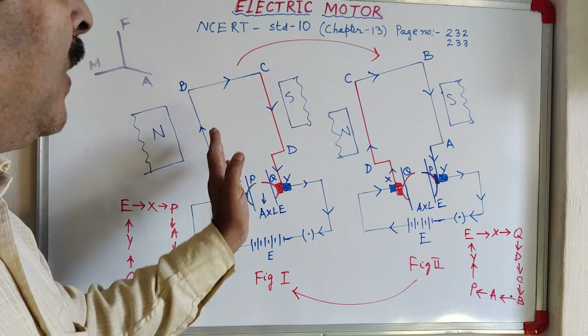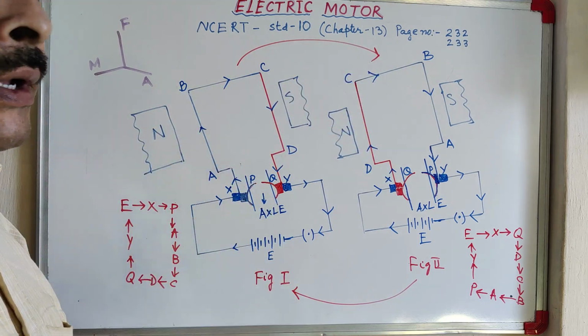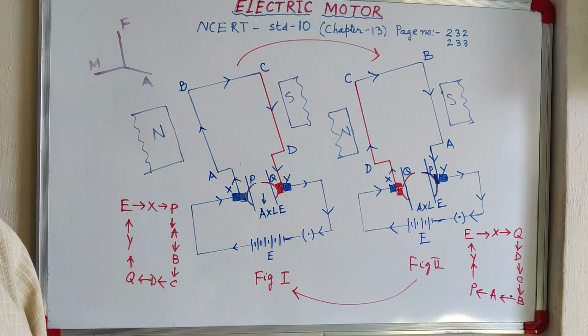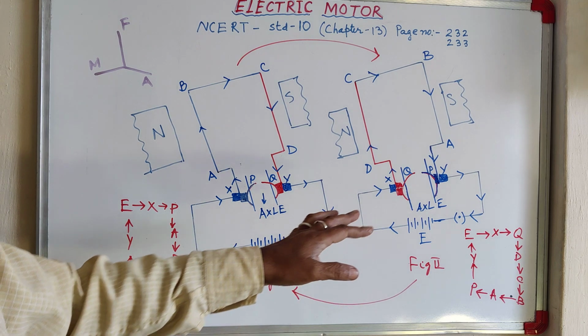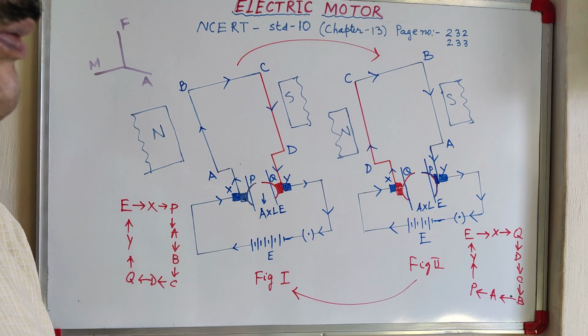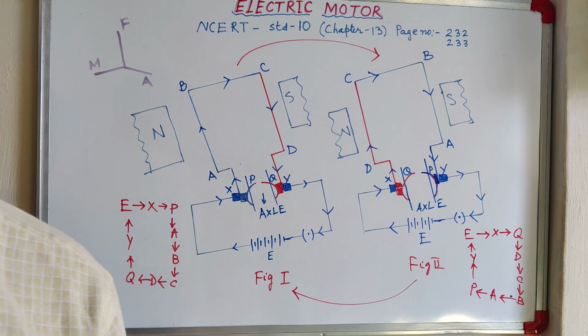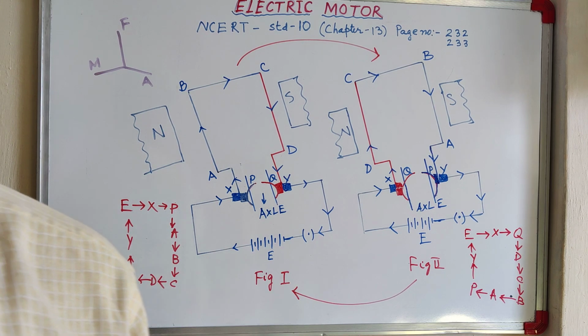So from figure 1 to figure 2 and from figure 2 to figure 1, it keeps rotating, and this is how the motor keeps rotating. For the rotation the axle is made free, so it will keep rotating by following Fleming's left-hand rule. I hope with the help of these two figures, this motor action is very clear to you and you can very easily explain it in the exam.